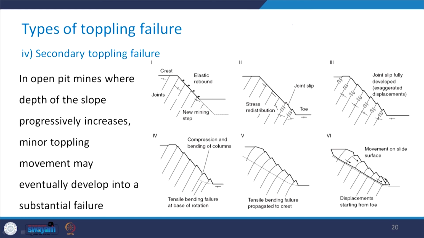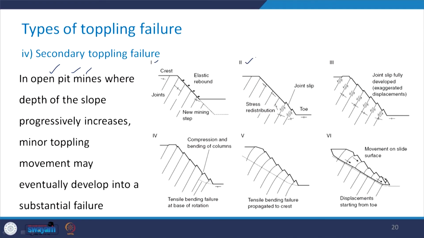So, in case you have open pit mines where the depth of the slope increases progressively, minor toppling movement may eventually develop into a substantial failure. As we saw in the previous case, there was some failure at the crest of the pit, and that ultimately caused the occurrence of the tension crack in the mountain. Likewise, here in case of the open pit mines, you can see that different stages are given: 1, 2, 3, 4, 5 and 6. Go in this order.